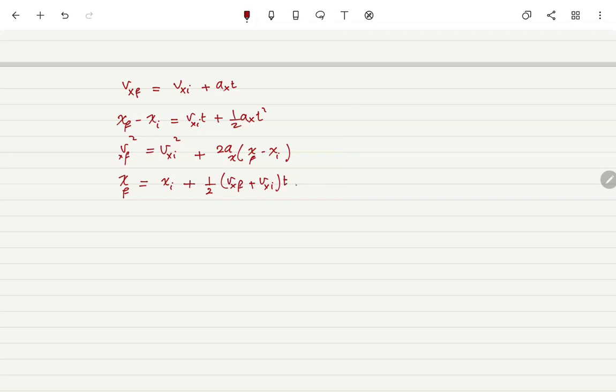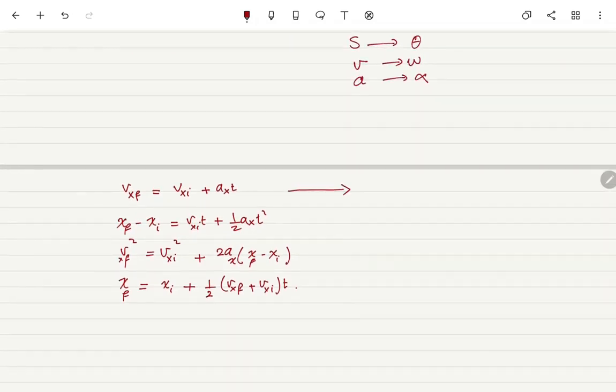Now, this is in translational quantities. In rotational quantities, again, instead of using s, we use theta, instead of v, we use omega, and instead of a, we use alpha, and don't forget the proportionality constant between these quantities. So in this case, this equation will be the same as this one here, but rather than v, we use omega.